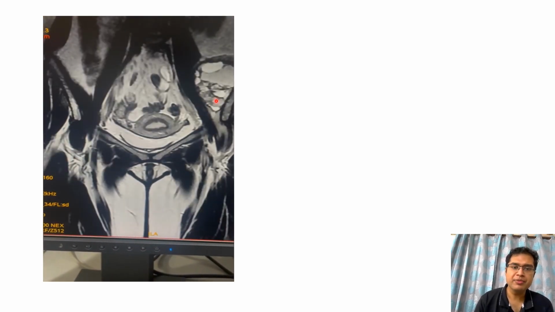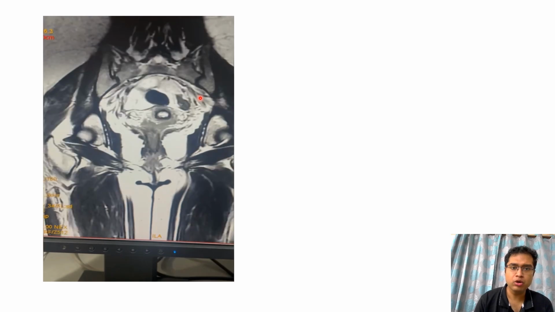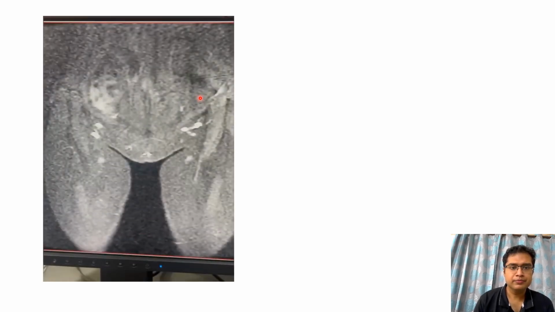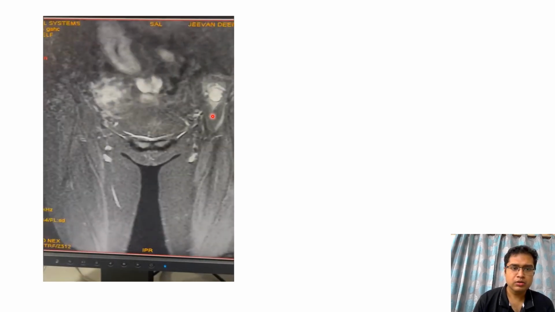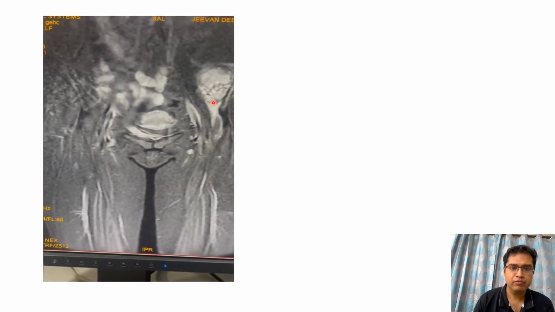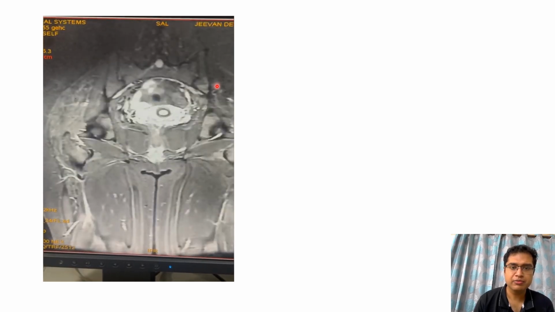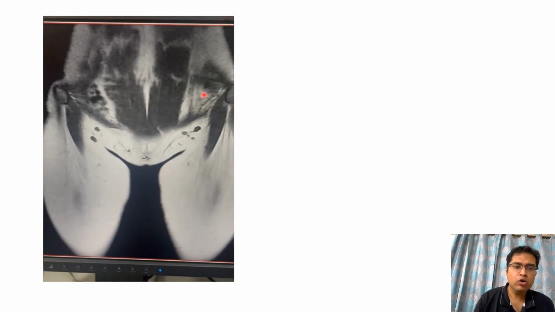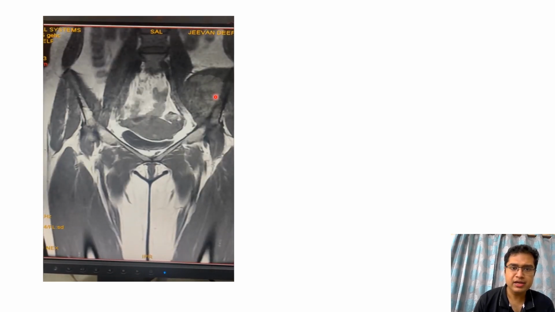These are the coronal T2 weighted images, where we can see fluid levels and the lesion arising from the left iliac bone. Again, the coronal images, where we can see the cystic lesion with multiple fluid levels arising from the left iliac bone. These are the T1 coronal images. Some hyperintense signal is also seen.